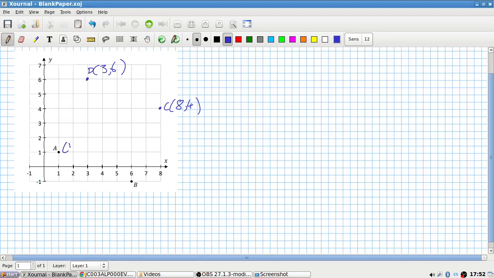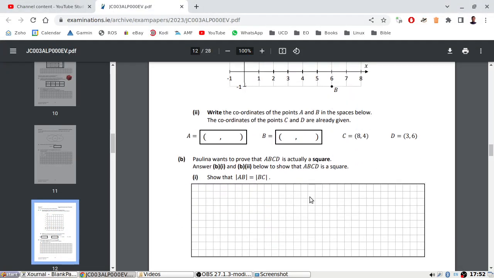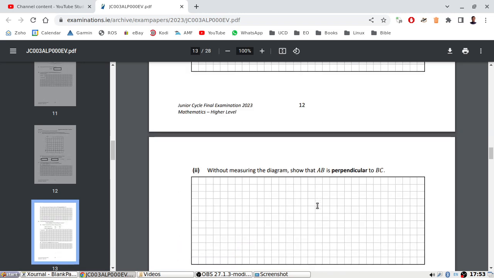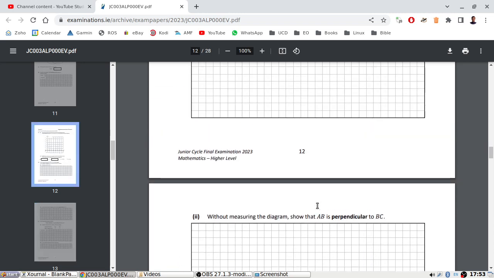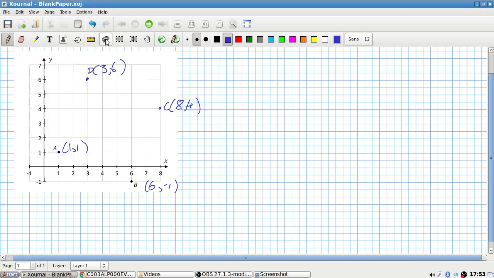Okay, A is 1, 1, and B is 6, minus 1. Paulina wants to prove that ABCD is actually a square. Show that AB equals BC. Okay, so she wants to prove that it's a square.